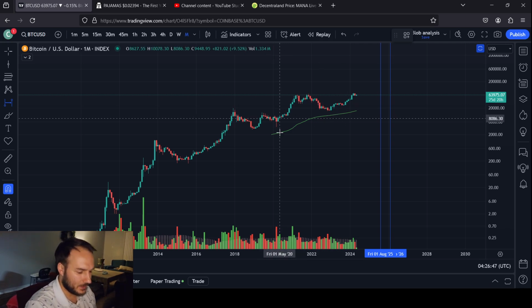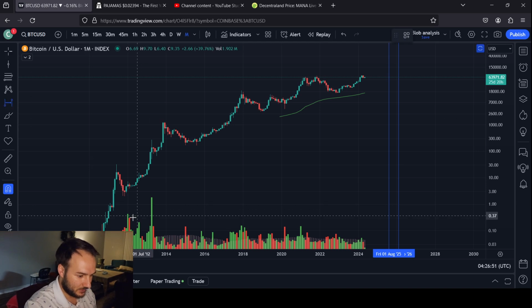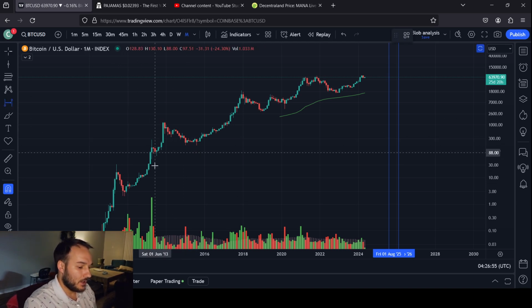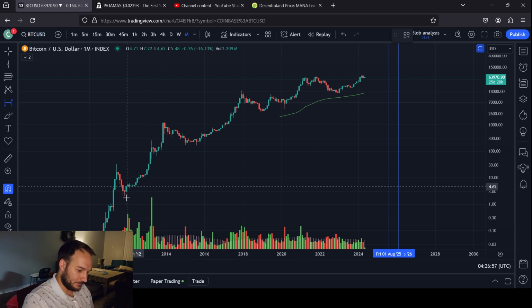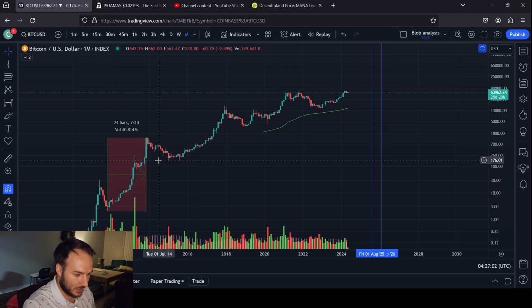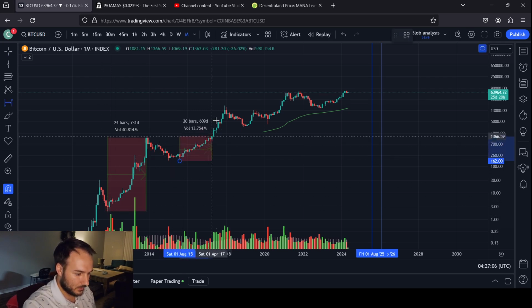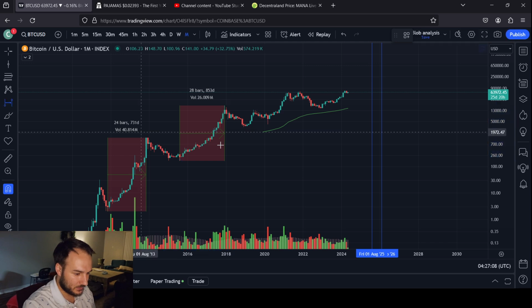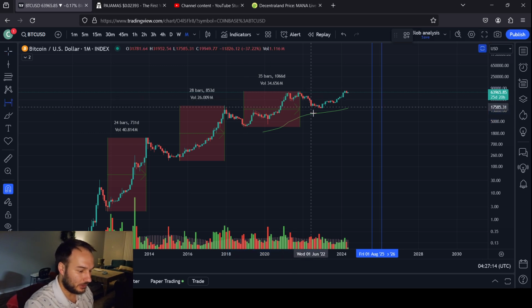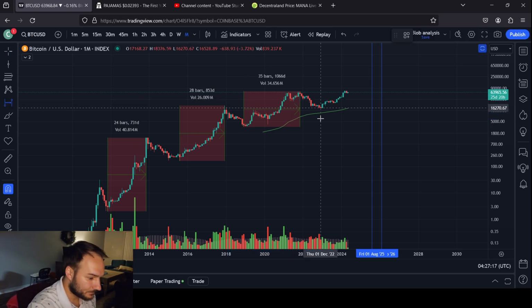So the last thing before we move on to the price targets, just to verify that we're looking at the right idea here. We've done top to top, halving to high. Let's do low to high and get this over with. Low to high right there, right? 24 months. Low here to high here, 28 months. Low here to the high there, 35 months. Another trend that is getting longer as the cycles continue.